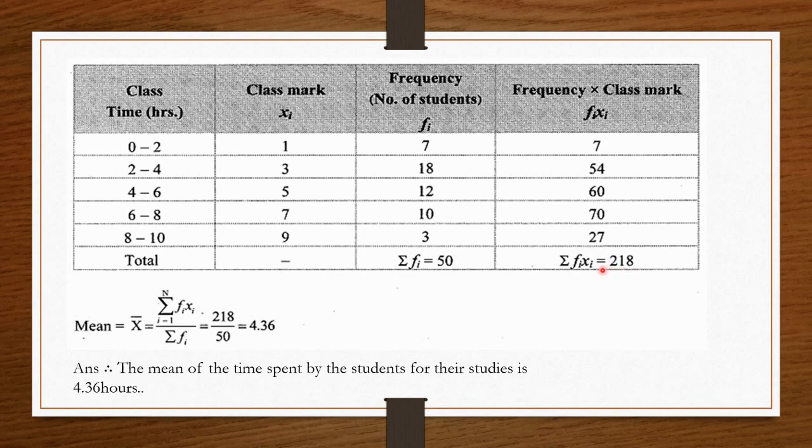Then in direct method, mean x bar equals sigma i equals 1 to n fi xi upon sigma fi, that is 218 upon 50 equals 4.36. Therefore, the mean of the time spent by the students for their studies is 4.36 hours.